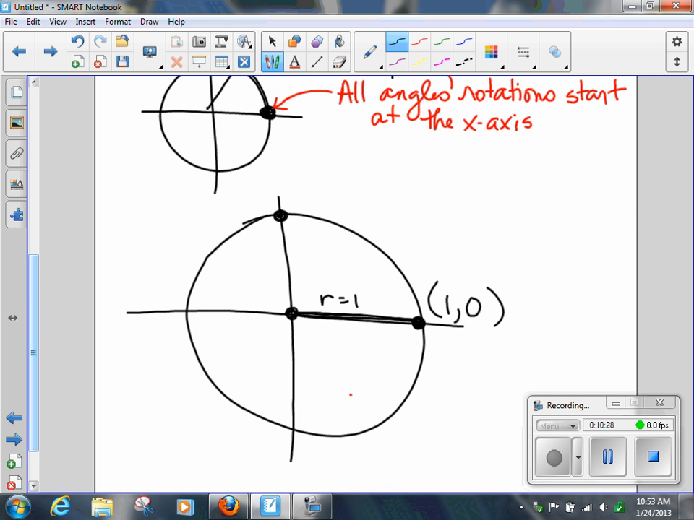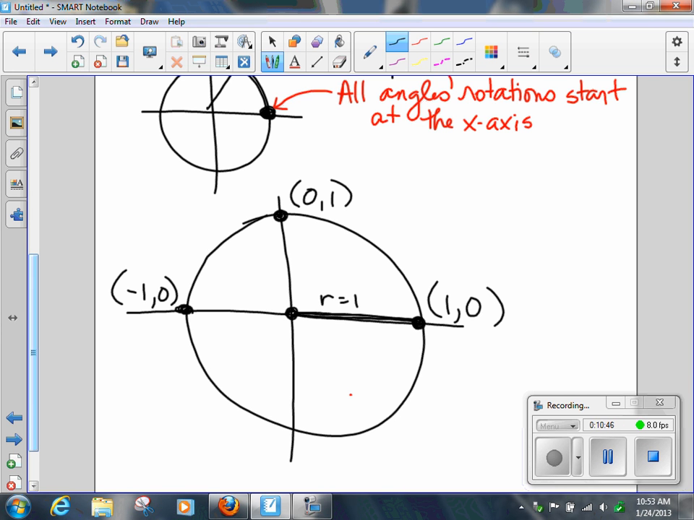Then use that same thinking, y'all. What would the terminal point be for that point all the way at the top of the y-axis? 0, 1. Ooh. What's it going to be over here? Negative 1, 0.